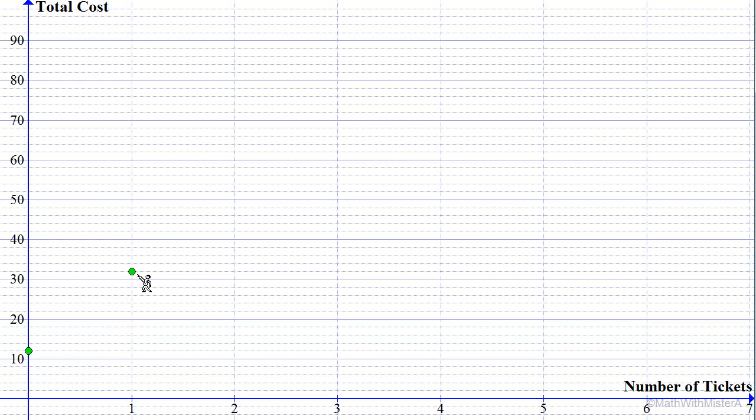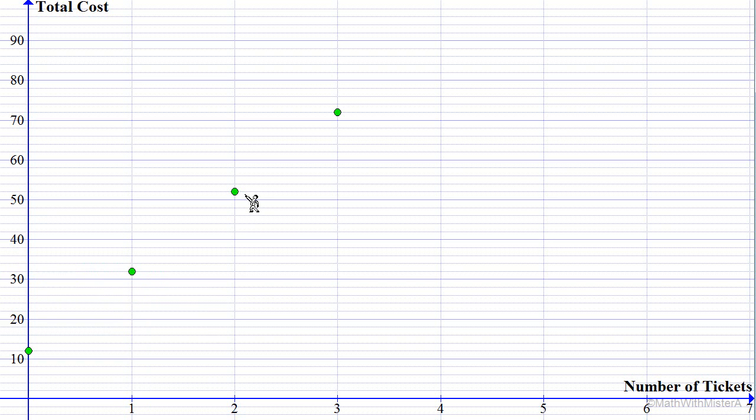The next point that we can plot would represent the total cost when one ticket is bought. Buying one ticket, we calculated earlier that that would raise the cost to $32. So a point right here for one ticket makes the total cost equal $32.